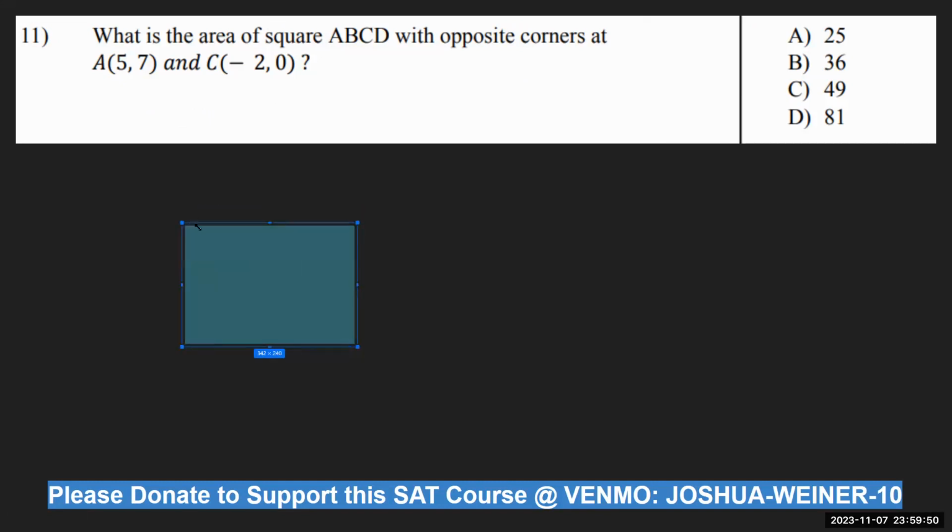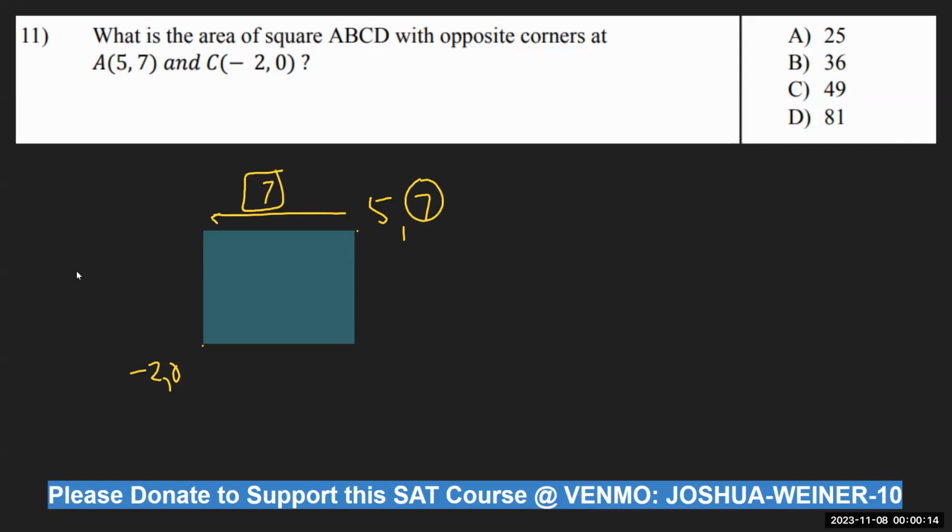5 is going to span out to -2. And it's going to go from 7 and drop down to 0. All right, so let's write that out. So this corner is 5, 7. This corner is -2, 0. That's our A and C. So to get from -5 and go all the way down to -2, that's 7 units actually. And then if we go from the y value of 7 down to the y value of 0, that's also 7.